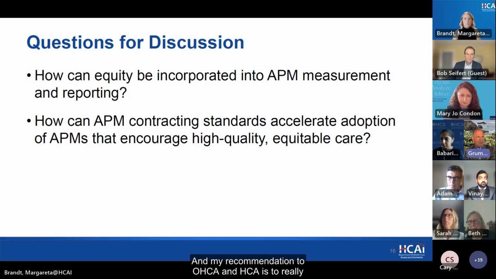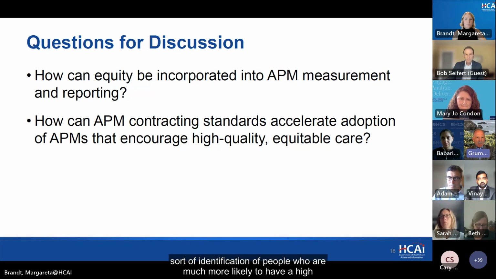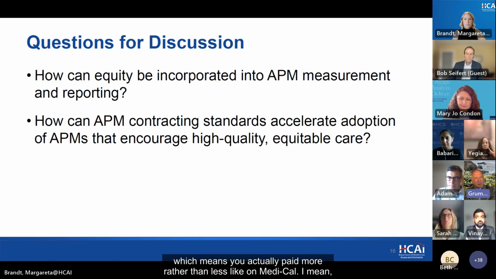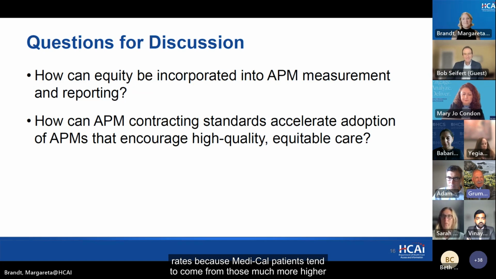And my recommendation to OHCA and HCI is to really put the initial effort into how to use geocoded-based identification of people who are much more likely to have high social needs and incorporate that into payment formulas, which means you actually pay more rather than less, like on Medi-Cal. I mean, the implication would be Medi-Cal should be paying much higher rates than commercial insurance rates, because Medi-Cal patients tend to come from those much higher need communities. So that would be a radical notion, wouldn't it?